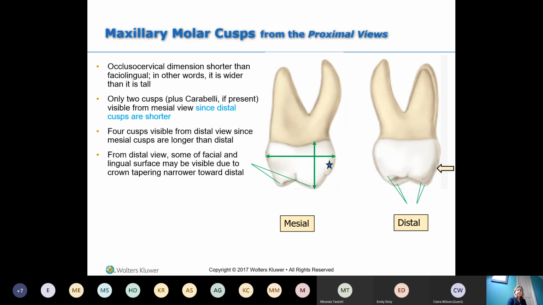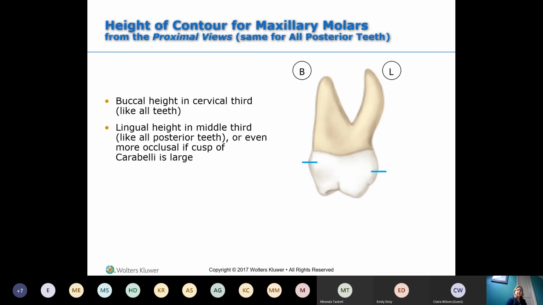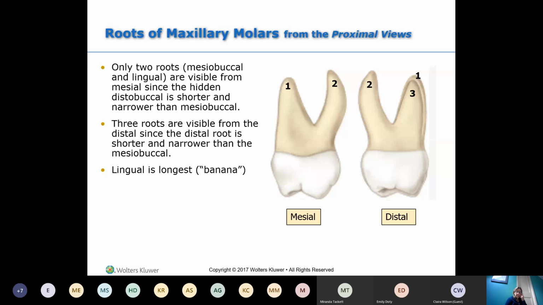From the mesial view, and we've talked about this already, you can only see the palatal root and the mesial buccal root. From the distal view, you can see all three roots. The buccal height of contour is in the cervical third, just like all teeth. The lingual is in the middle third, and you can see that pretty easily in here. This just keeps reiterating the visibility. There's the banana root.